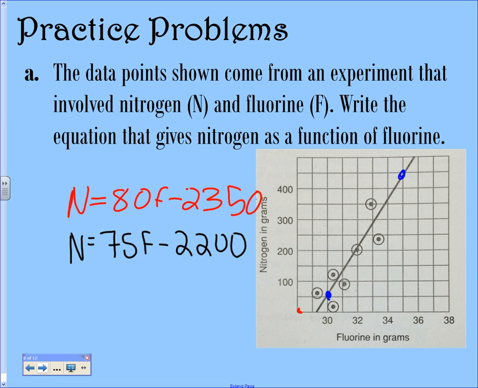Is your answer acceptable? They're off by 5, but if you look at 80 to 75, is that really a big difference? A big difference going from 2200 to 2350? Not really. So that would be acceptable. But if the book had given you 22 and you had 200 and something, then that would be a bigger difference. Do you see how that works? Okay, so let's look at another example.